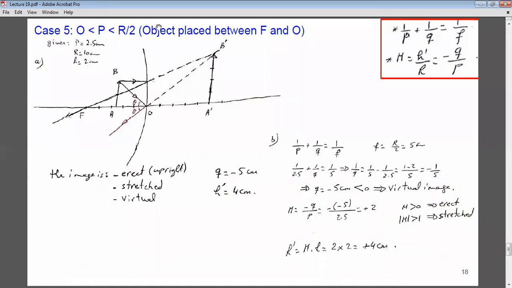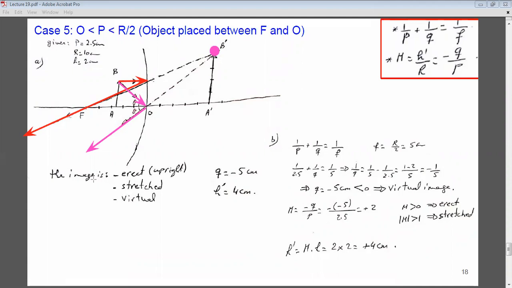Again, I will take two rays. I will always take the first one parallel to the axis, then it will be reflected passing through F. And then I have to take the second one. I cannot take one passing through F because F is behind. So I have to take one which is incident by an angle theta. It will be reflected by an angle theta. Now, where do this ray and this ray meet? I have to extend this ray, and they will meet over here.